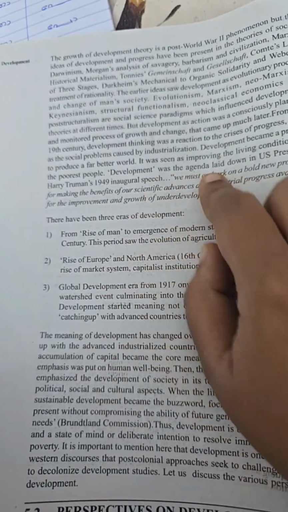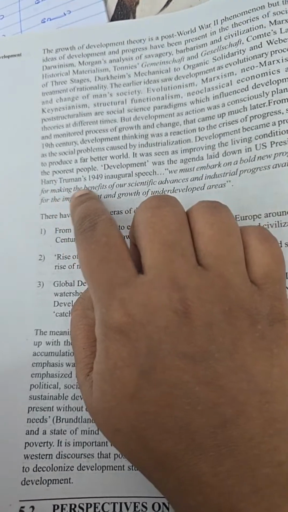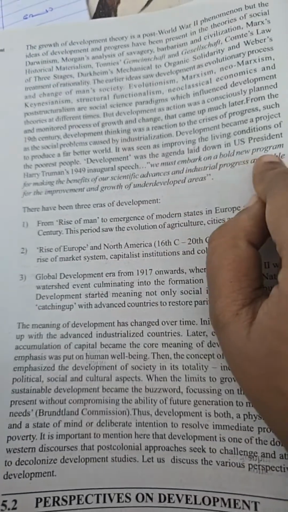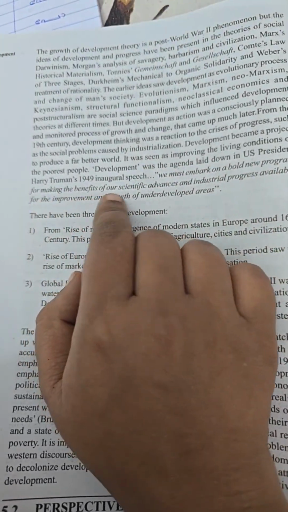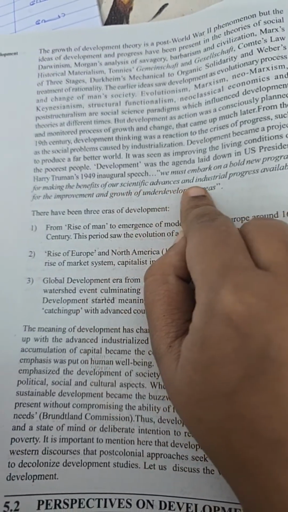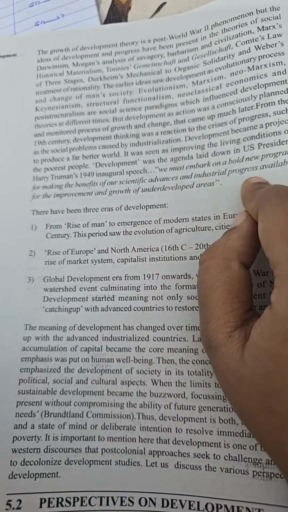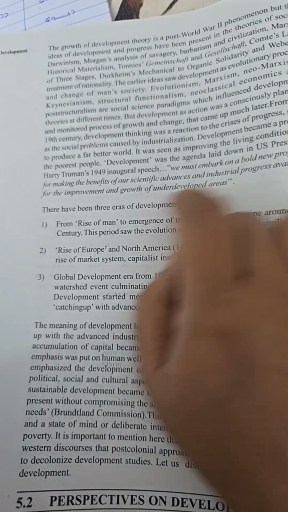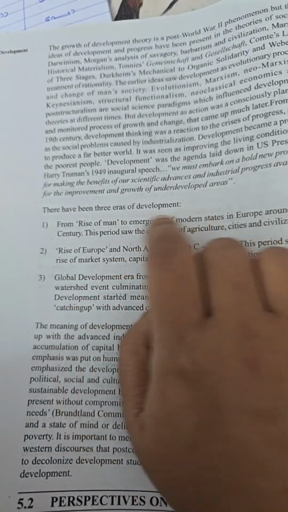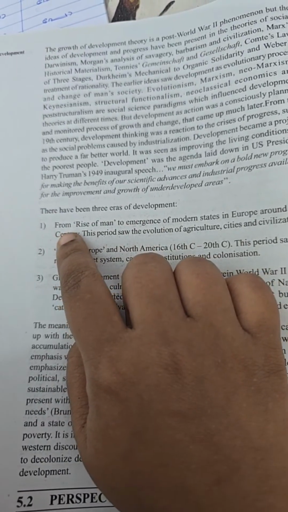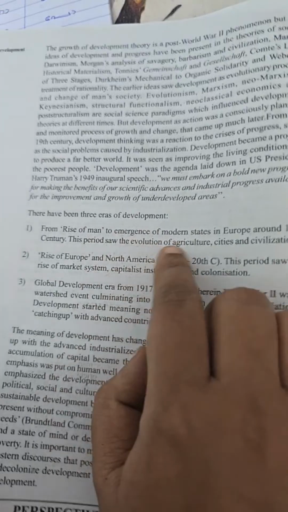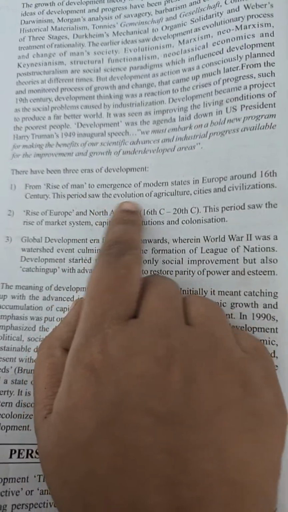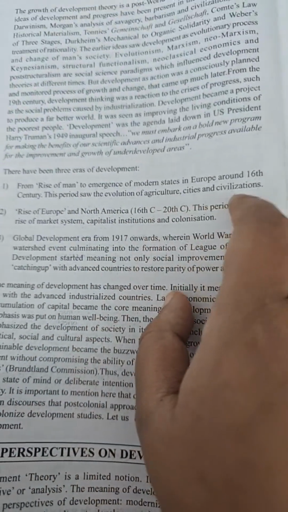Development was the agenda laid down by U.S. President Harry Truman in his 1949 inaugural speech: we must embark on a whole new program for making the benefits of our scientific advances and industrial progress available for improvement and growth of underdeveloped areas. There have been three eras of development. Number one, from the rise of man to the emergence of the modern state in Europe in the 16th century. This period saw the evolution of agriculture, cities and civilization.